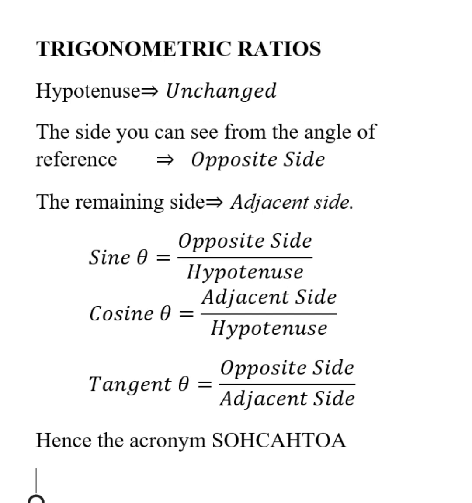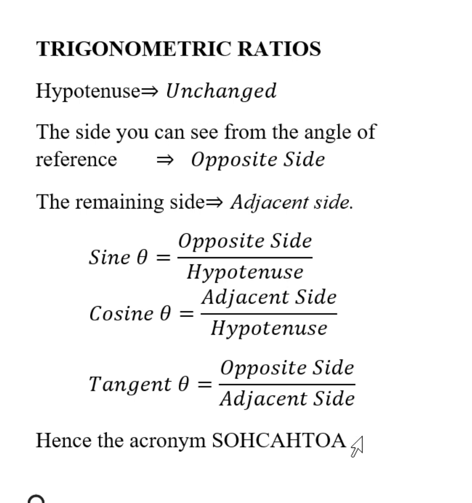Now, starting with the introduction of the three trigonometric ratios, we know that sine theta is equal to opposite side over hypotenuse, cosine theta is equal to adjacent side over hypotenuse, and tangent theta is equal to opposite side over adjacent side. These three give the famous acronym SOHCAHTOA, meaning sine is equal to opposite over hypotenuse, cosine is equal to adjacent over hypotenuse, and tangent is equal to opposite over adjacent.